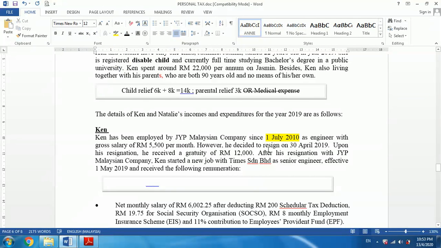Okay, as an engineer with a gross salary of 5,500 per month. However, he decided to retire on 30th April, which is in this year he only worked for 4 months in JYP Malaysia company, and also he received a gratuity of 12,000. Okay, up to here we have a few pieces of information.